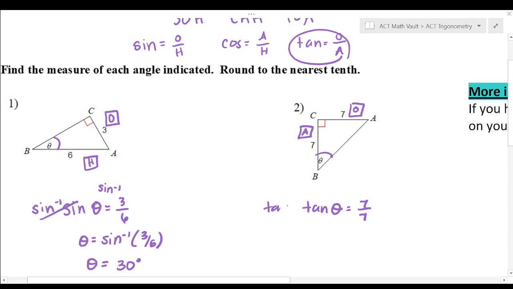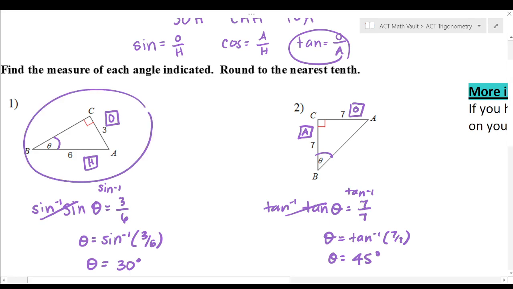Okay, tangent inverse. On both sides, those two cancel out, and we get theta equals, and then if you type this in the calculator, tangent inverse of 7 over 7, or just 1 whole, theta is equal to an even 45 degrees. So yes, that is true. We could have used special right triangles, and also we could have used that in this one too, if you noticed that double the 3 is the 6. So yeah, that's why the theta was 30.